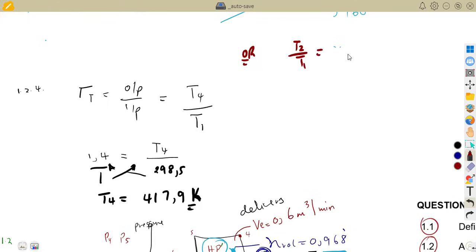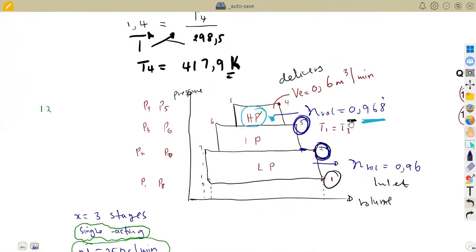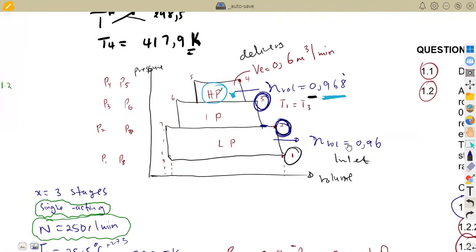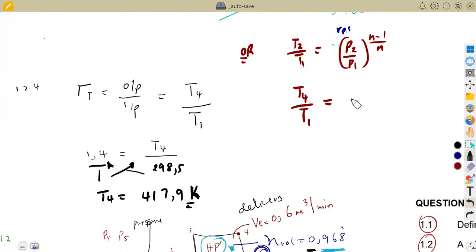If you still remember, I used this formula: T2 over T1 is equal to P2 over P1 to the exponent of (n minus 1) over n, whereby this is representing our temperature ratio. So instead, we can have it as T4 over T1, output over input, is equal to P2 over P1, which is our pressure ratio. Remember, our pressure ratio from our information was 4.009. So you can use that to the exponent of (n minus 1) over n. And also we calculated n. Remember, we got our n as 1.32, our compression index.